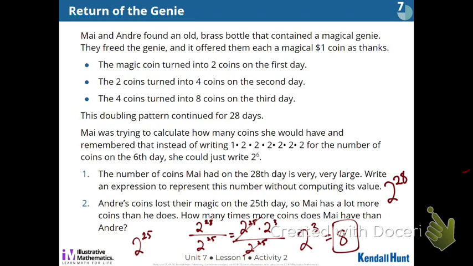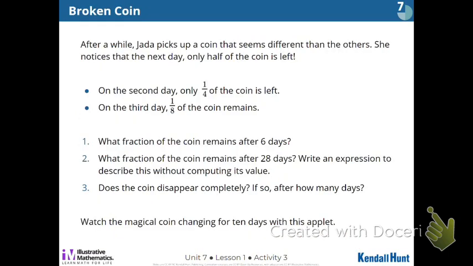That's a lot. So, here's the deal. After a while, Jada picks up a new coin. But this coin is janky. She finds out on day 2, half of it's gone. Day 3, she's left with a quarter. Then, 3rd day, she's left with an 1/8. Her coin is broken. I don't know if they have a name for this broken coin yet, but I'm going to call it Doja coin.